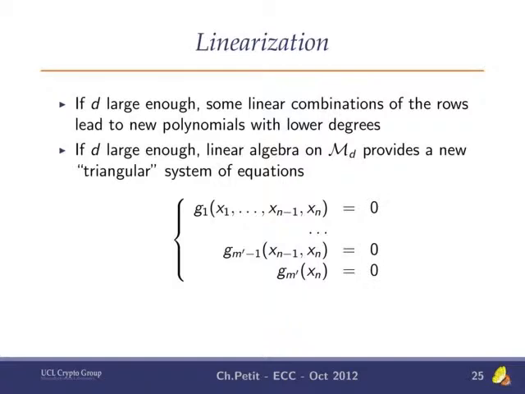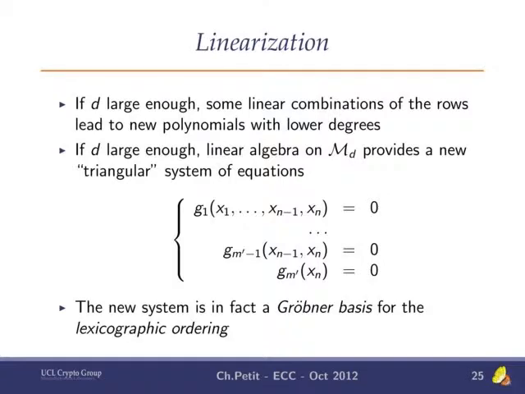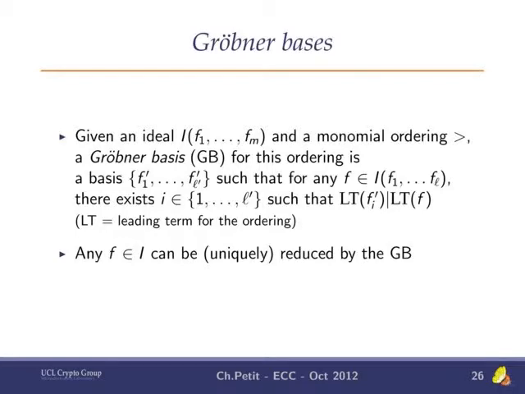So that kind of system is actually called a Grobner basis for lexicographic ordering. Just to give you a formal definition: I'm given an ideal generated by some polynomials f1 to fm, and given some ordering of the monomials. A Grobner basis for this ordering is another basis, f1 prime up to fl prime, such that for any element f in the ideal, there exists some of those elements such that the leading term of the element of the basis divides the leading term of f.